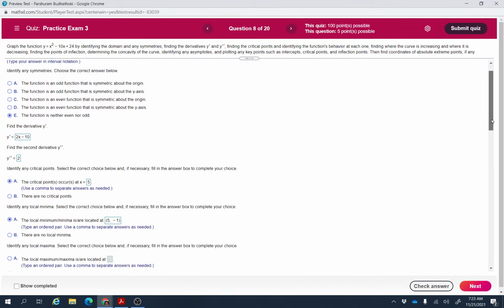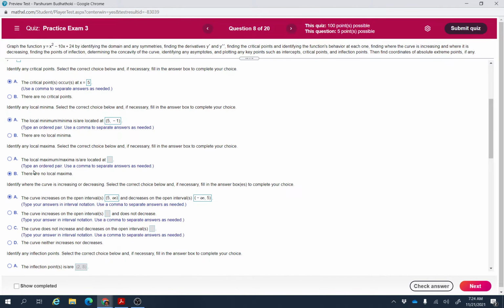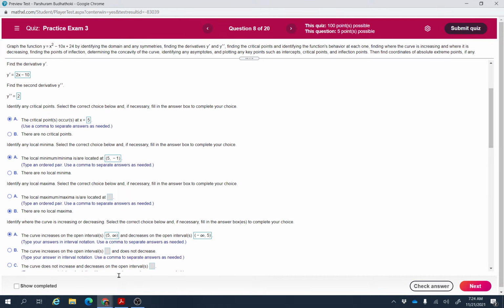And then let's go down here. There is no local maximum value because there is only one critical point where you have a local minimum, so no local maximum. And now for finding where the curve is increasing or decreasing, just check the sign of the first derivative.